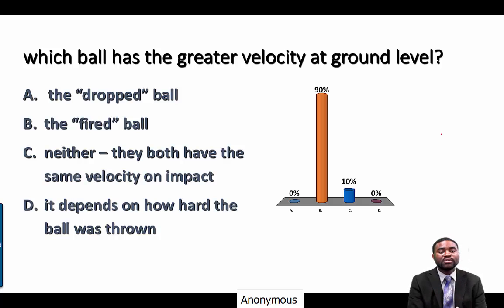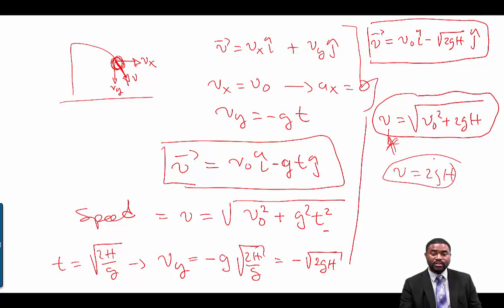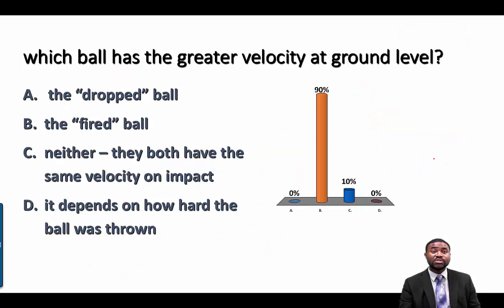The answer, obviously looking back at the formal slide, we know that it's the ball fired, right? It's evident because this is the speed. But for the ball projected horizontally, v is just this. It's a no-brainer. And the class shows that it's the fired ball. The results are here.